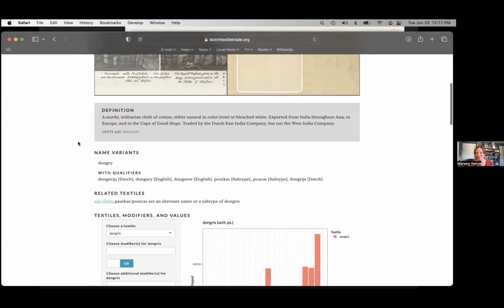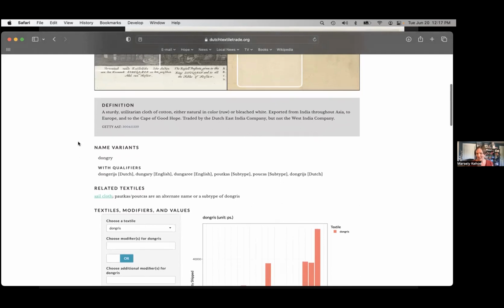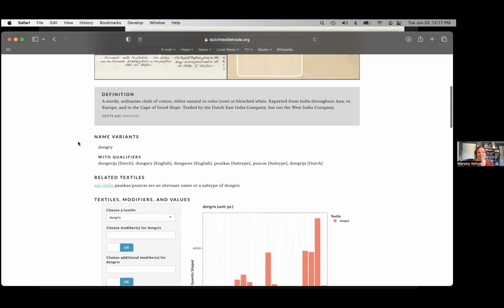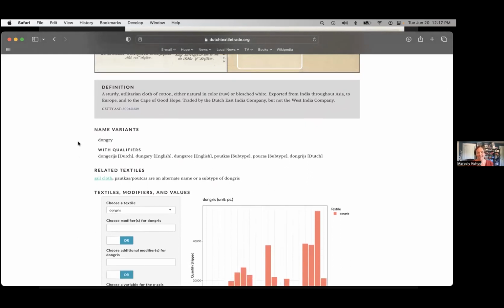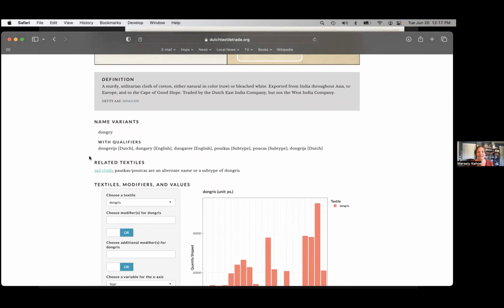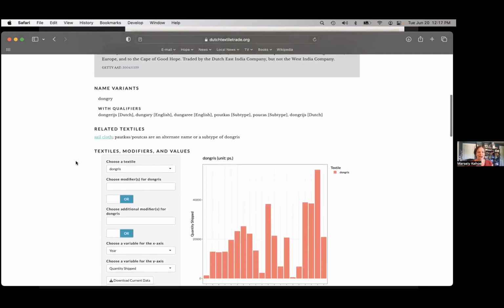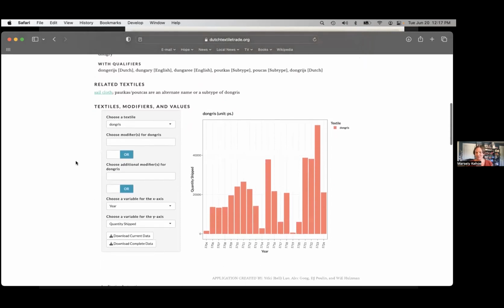We follow this with some more vocabulary-based things, so name variants with more information if we can give them, related textiles, which we expect to grow as we have more textiles in the glossary. Sailcloth has an entry, so it's a hyperlink. Below that, this is your first view of the apps that Carrie's students have built, which allows you to query the data.